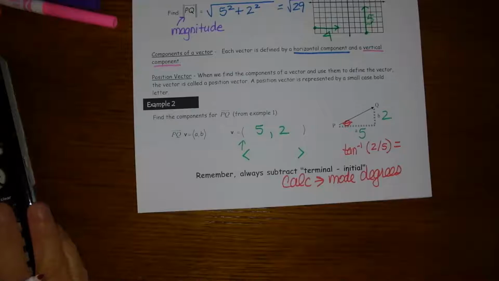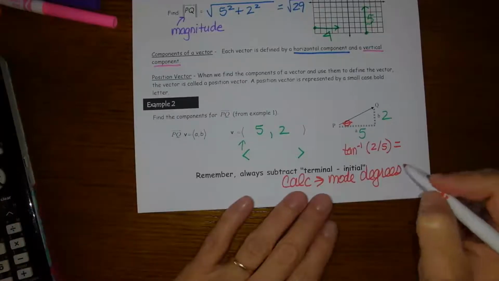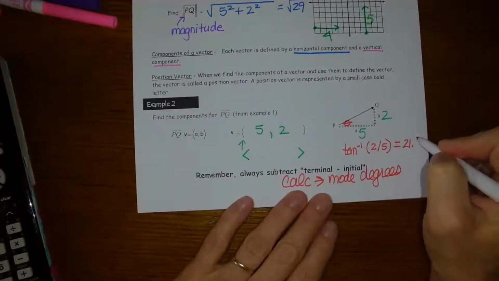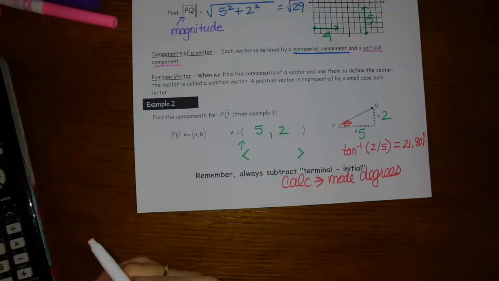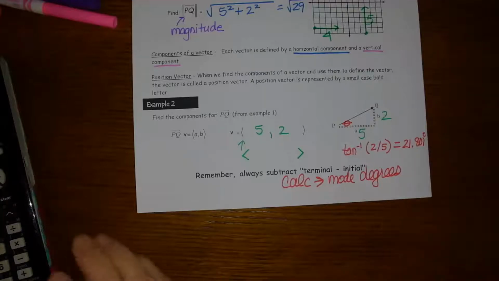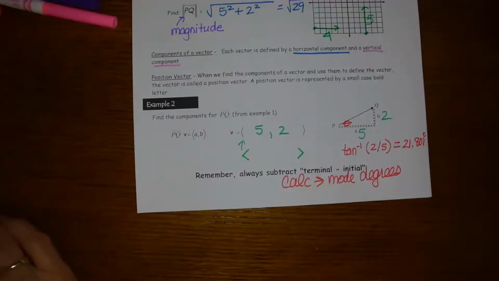What'd you get? I got 21.801 degrees. Did you get that? Always, when you're doing a trigonometric function, keep 3 decimals unless your directions tell you to round. And even if your directions want you to give an answer rounded, keep 3 decimals through the entire problem for accuracy, and then you round at the very end if they want the 10th place.